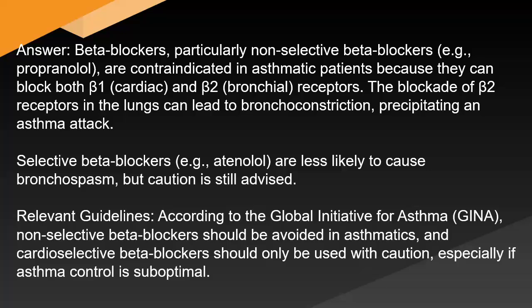The blockade of beta receptors in the lungs can lead to bronchoconstriction, precipitating an asthma attack. Selective beta blockers, e.g. atenolol, are less likely to cause bronchospasm, but caution is still advised. Relevant guidelines: according to the Global Initiative for Asthma, GINA, non-selective beta blockers should be avoided in asthmatics, and cardioselective beta blockers should only be used with caution, especially if asthma control is suboptimal.